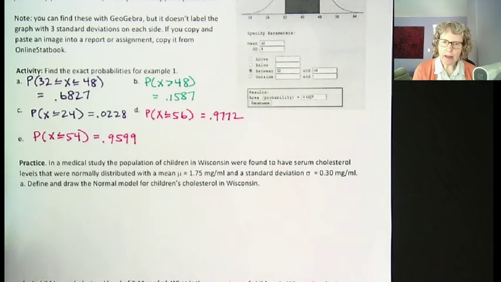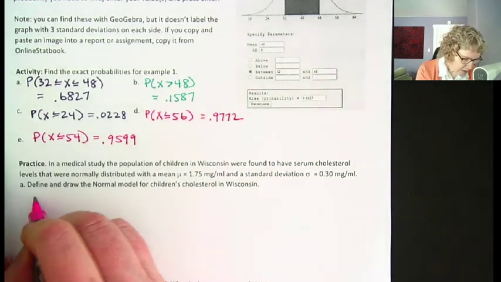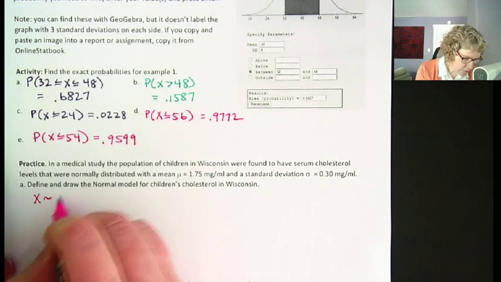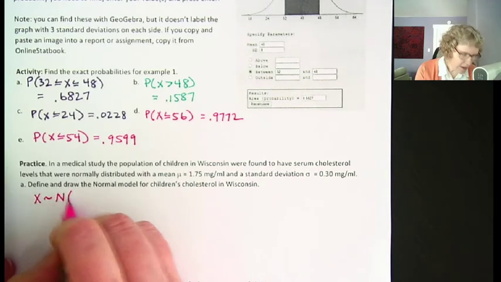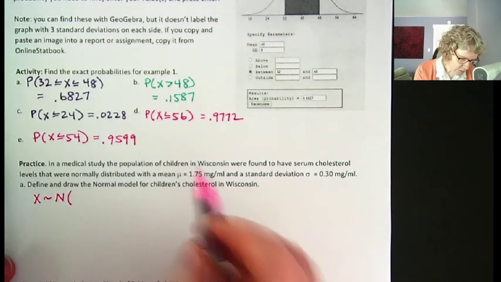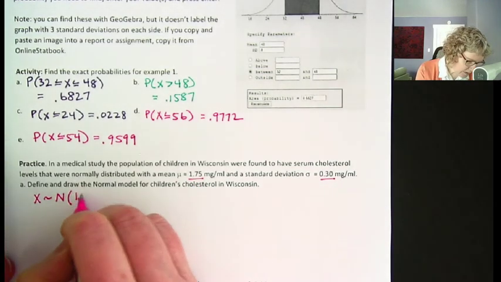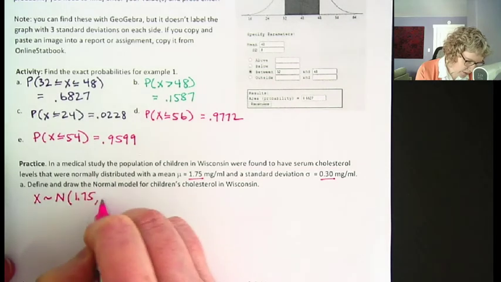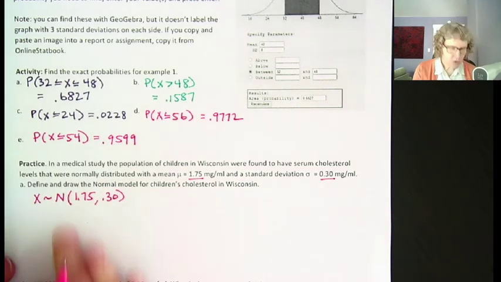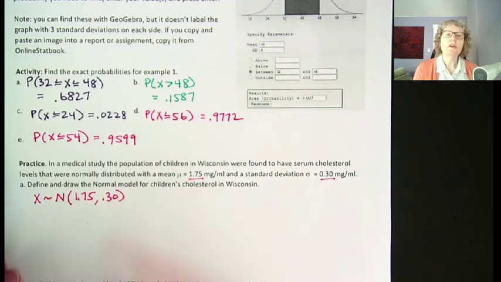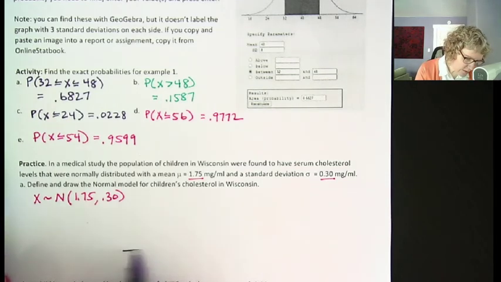Okay, so remember define, that's how we define in symbols. X is distributed as normal, and we put in our two parameters. So we put in our mean and our standard deviation. So 1.75, comma 0.30. When you show this, it tells me what you're putting into the technology. So it's a way of showing your work, and it's just the way that statisticians define the model that we're using. Okay, so now let's draw it.